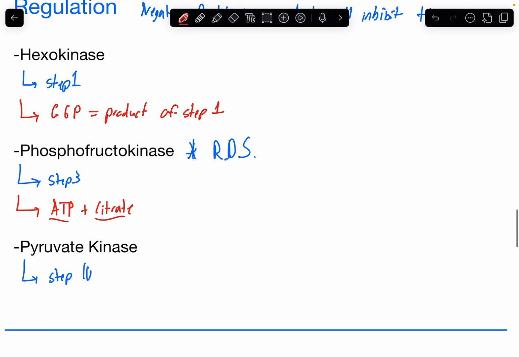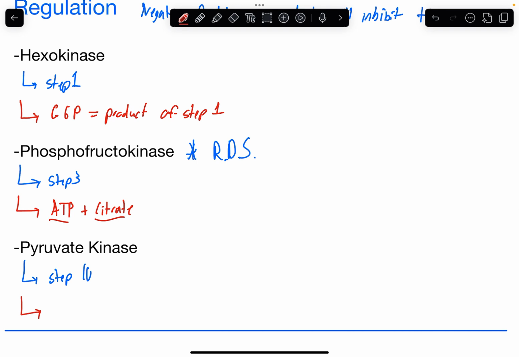And then pyruvate kinase from step 10 is going to be inhibited again by ATP. And as I said, if we have ATP, if we have energy, we don't need glycolysis. There we go. Right, we don't need it.